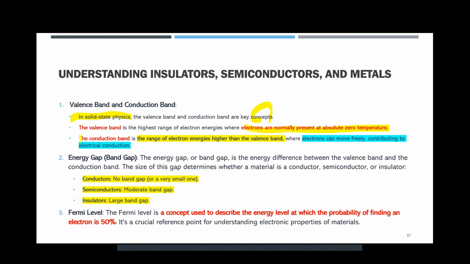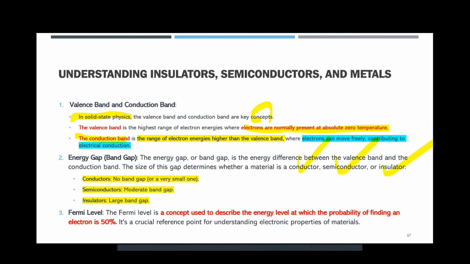But the conduction band is the range of electron energy higher than the valence band. Higher than the valence band means electrons can move freely, which contributes to electrical conduction. Between the valence band and conduction band is the energy gap, which is the energy difference between the two bands. The size of the gap determines whether a material is a conductor, semiconductor, or insulator.